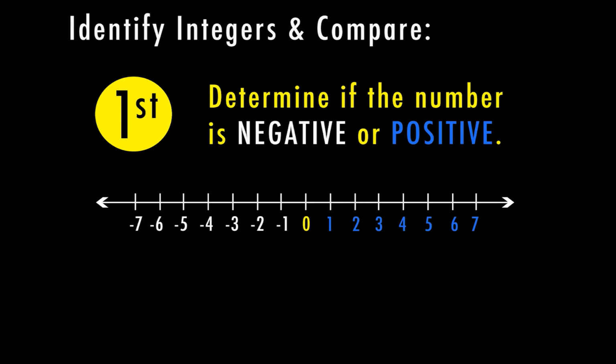So if I have a number line here, I have 0 in the middle, and then to the right of 0 are my positive numbers, and those are labeled in blue to match the word positive up here. The negative numbers are to the left of 0, and those are in white to match negative. So these numbers are opposite of 0 on the number line. So 4 here is opposite of negative 4. So those are opposites. One is positive, one is negative. They're both integers.